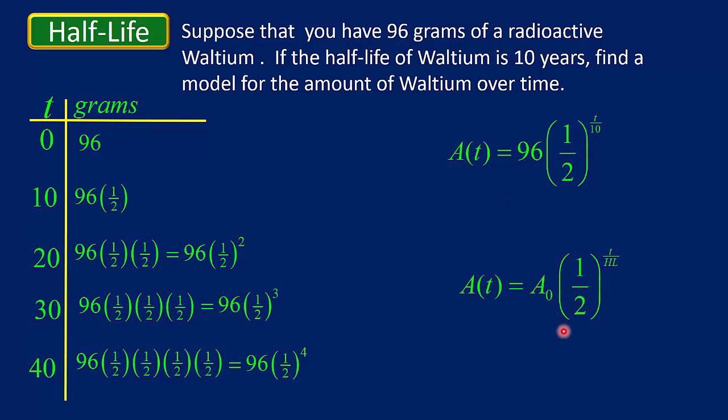So in general, we could say this. Let's write the model this way. We take the initial amount, right here, A sub 0, A naught, times 1/2 to the t over the half-life, whatever the half-life is. Here it was 10. It could be 1,000, whatever. But this is the model that we can use just as an example of exponential decay.